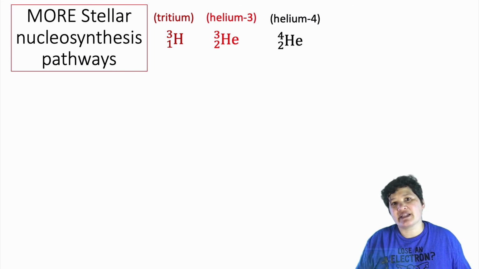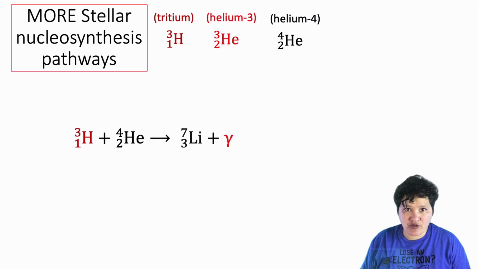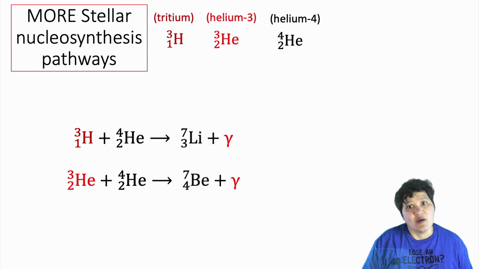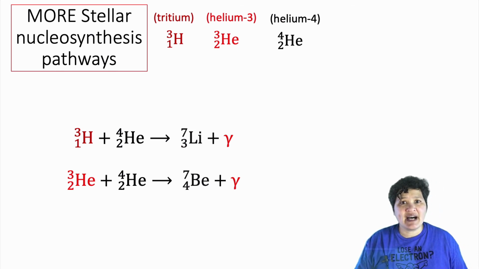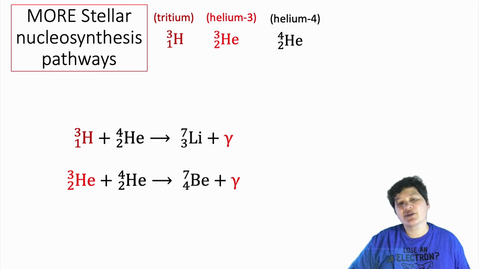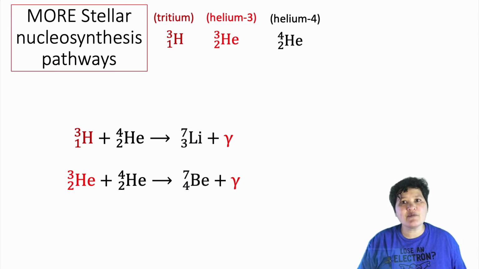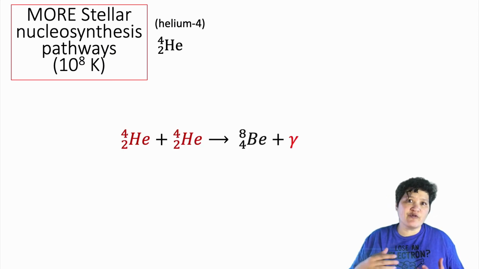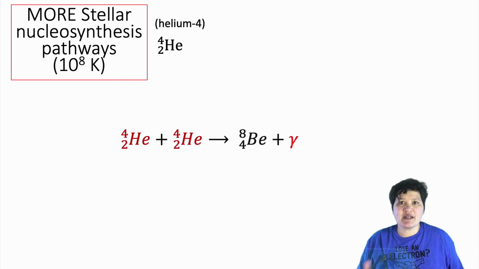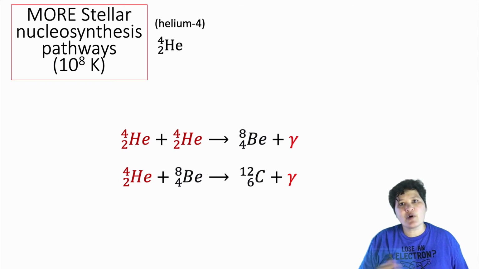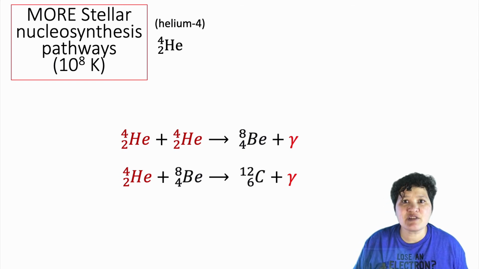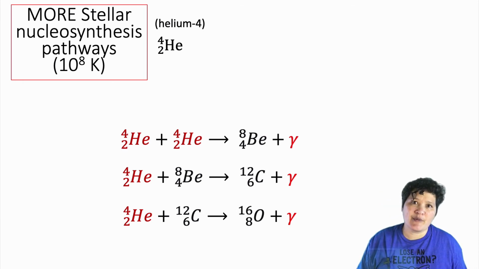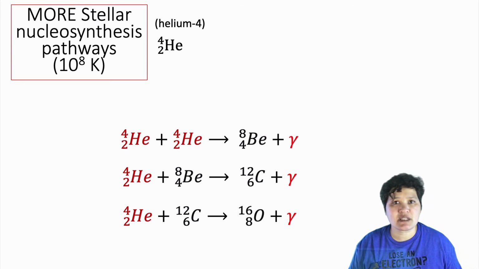At first, it can make things like lithium-7 if it combines with tritium, or beryllium-7 if it combines with helium-3. But as you get a higher and higher concentration of helium, you're going to get more and more helium-4 reacting with itself or other products. You can get helium-4 colliding with itself to form beryllium-8. You can get helium-4 reacting with beryllium-8 to form carbon-12. And you can get helium-4 reacting with carbon-12 to form oxygen-16.